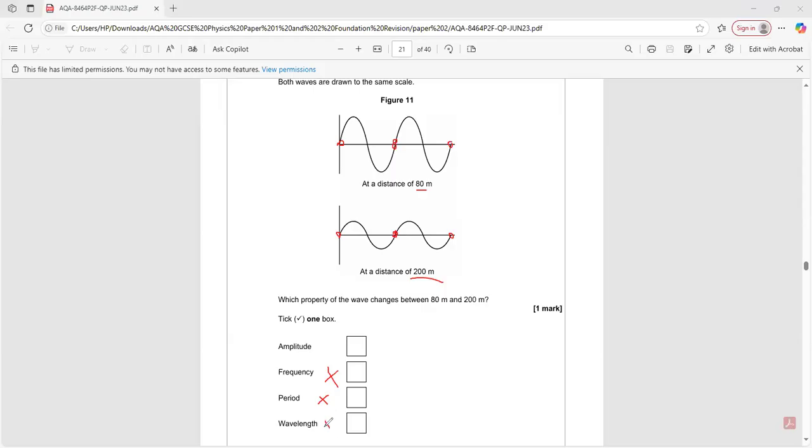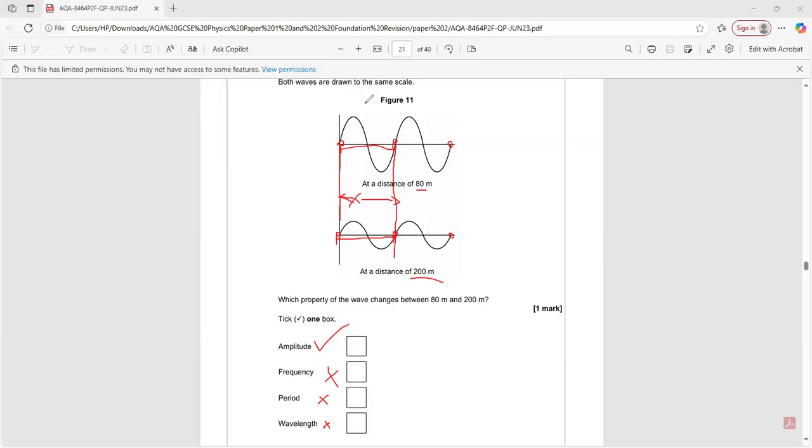Wavelength is the distance covered by one wave. That's from here to here. That's the wavelength. Since they said that these graphs are drawn to scale, they apparently look the same. If I draw a line straight from here to here, they coincide, and from here to here, they also coincide. So what does that tell me? The wavelength is the same.